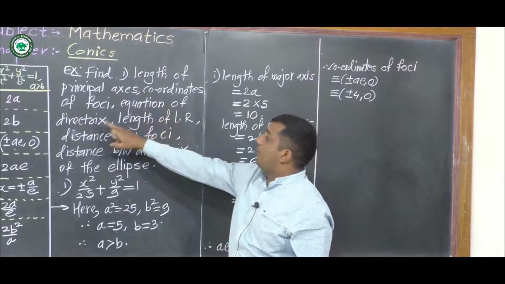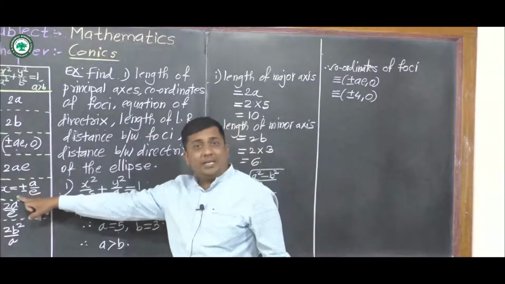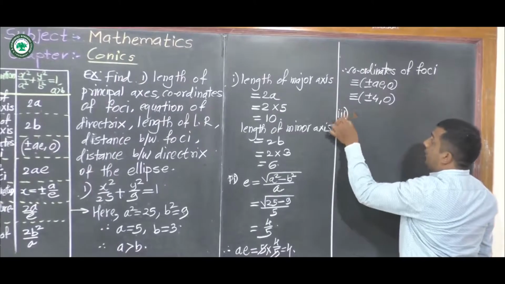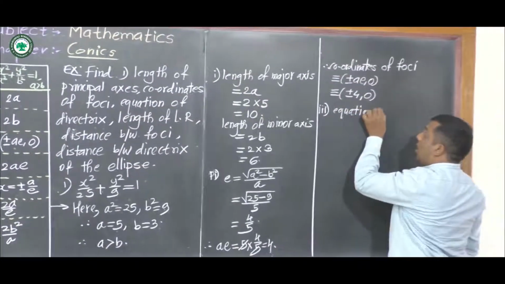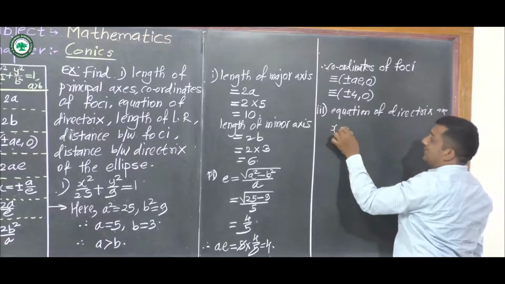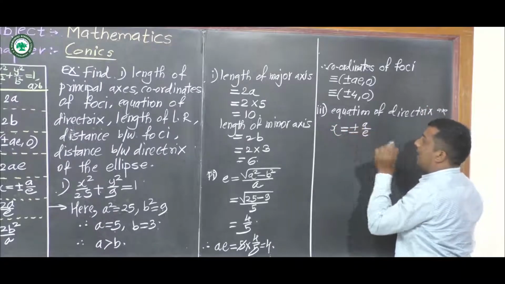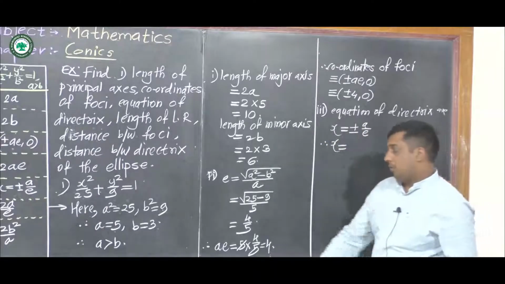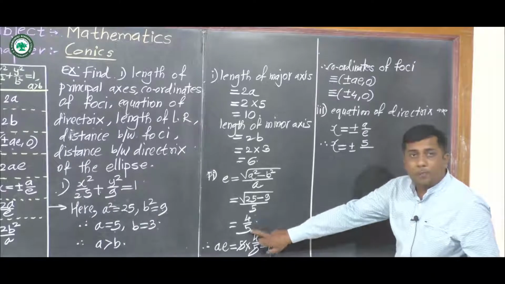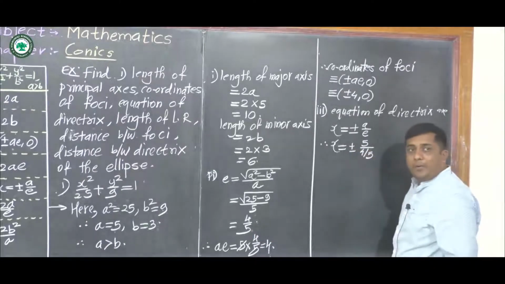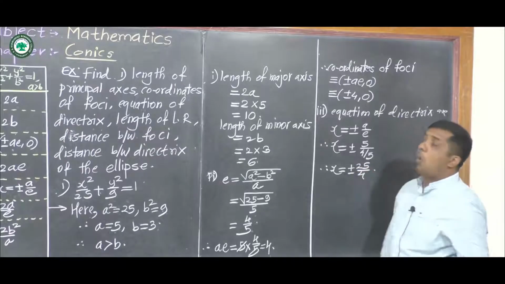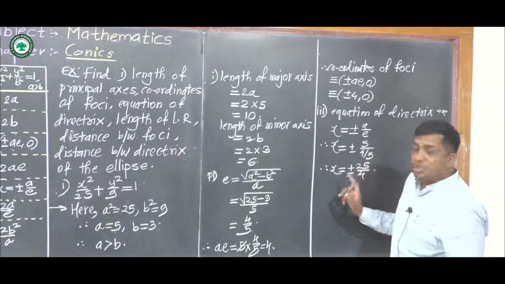Here we have to find the equation of directrix. We know the equation of directrix is x equal to plus minus a by e. So in the third point, we find the equation of directrix: x is equal to plus minus a by e. We know a is 5, so plus minus 5 upon e. Here e is 4 by 5, so we replace e by 4 by 5. In the end, we get x is equal to plus minus 25 by 4. This is the equation of directrix.